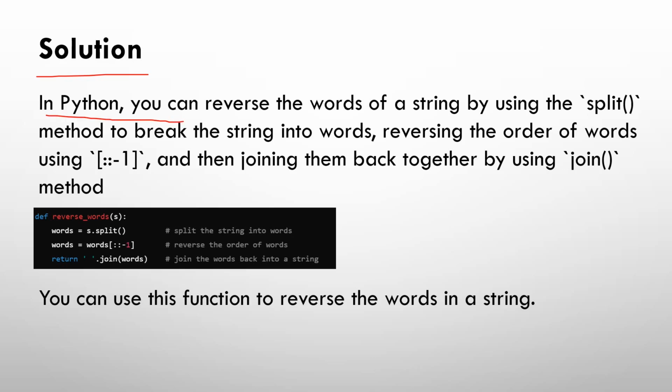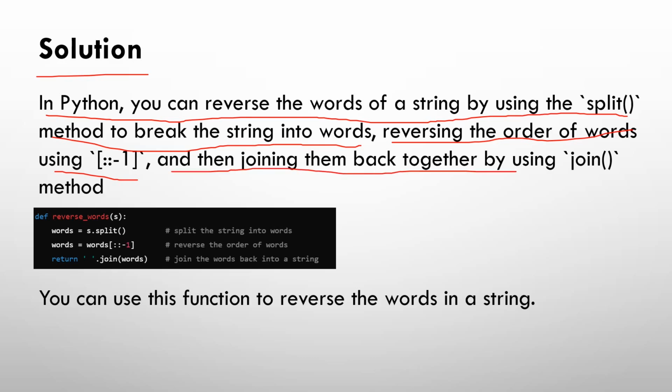So now we're going to see our solution. In Python, you can reverse the words of a string by using the split method to break the string into words, reversing the order of words using this method, and then joining them back together by using the join method. Here in this code, we are going to define a function which is going to reverse words in a string S.